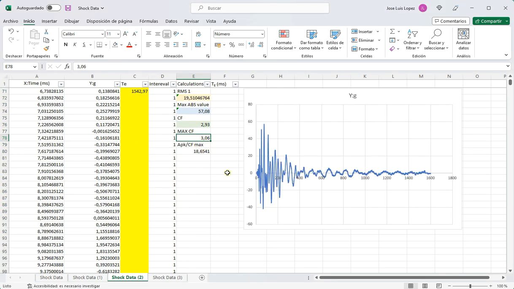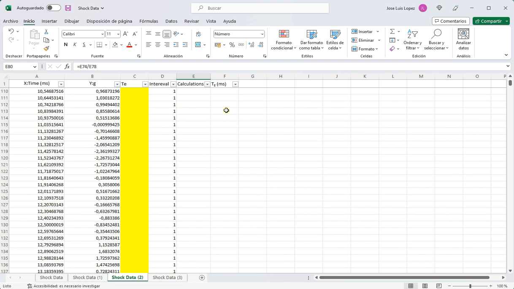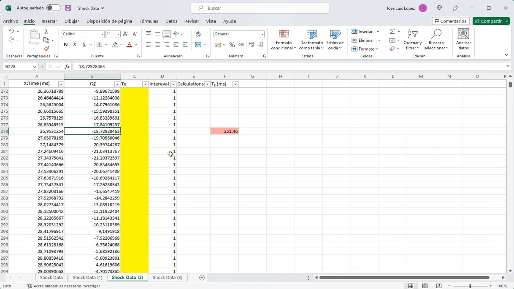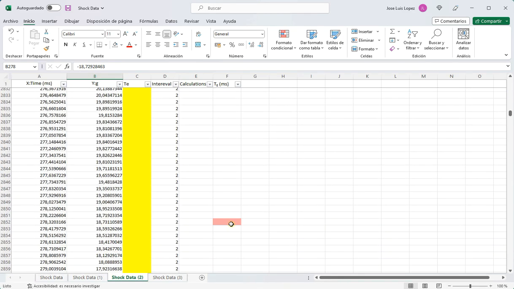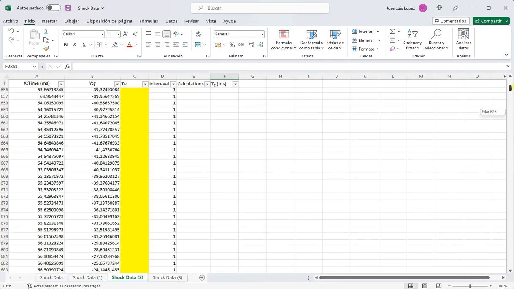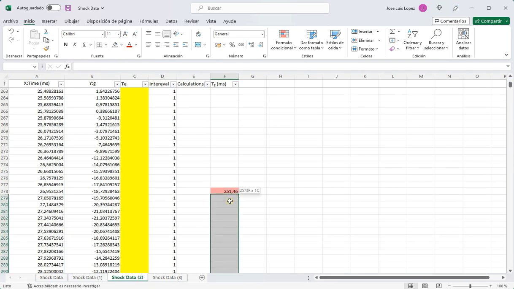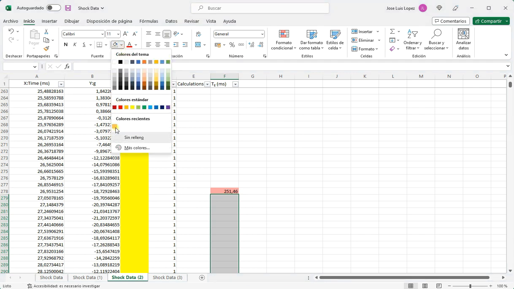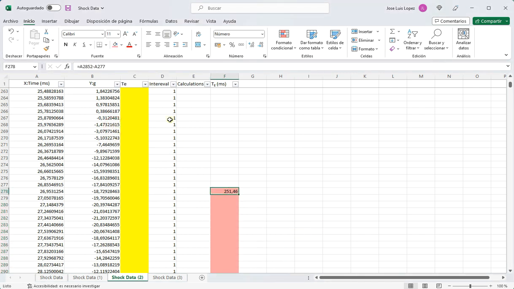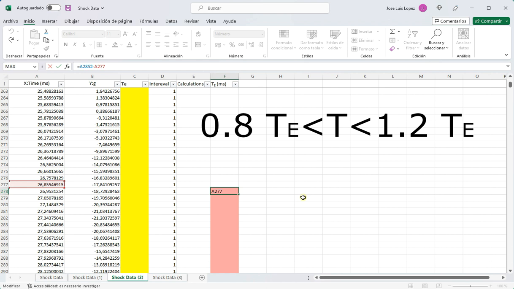Then we calculate acceleration peak divided by crest factor maximum, that is equal to 18.65 g. This figure is the reference to determine T capital E duration. Checking the data, it's reached for the first time at row 278 and last time at row 2852. We color the interval in red and T capital E is equal to 251.5 milliseconds. Having established a nominal value for T capital E, the synthesis of a representative pulse shall have a tolerance between 0.8 T capital E and 1.2 T capital E.